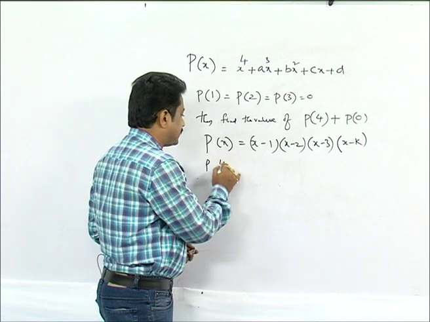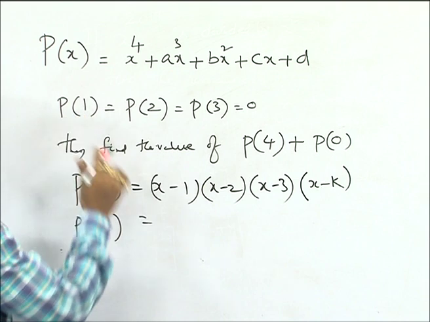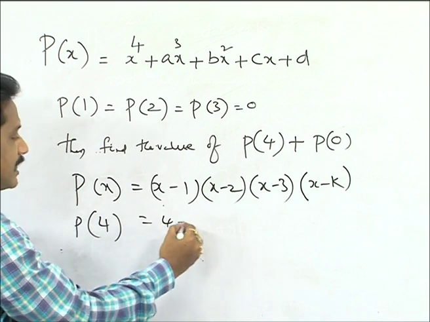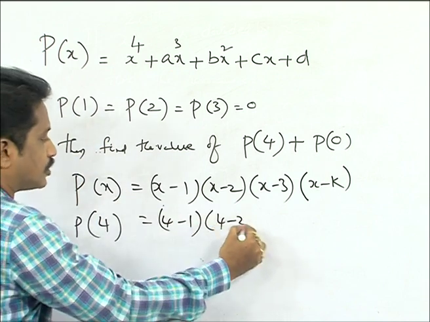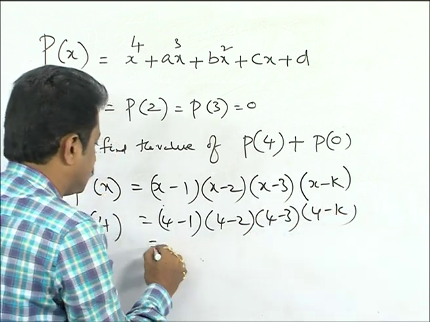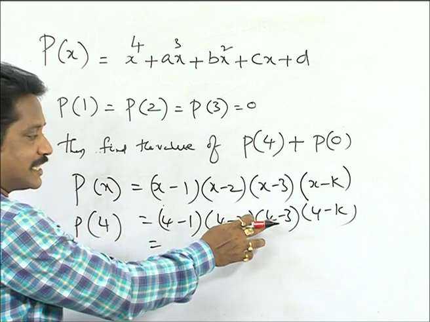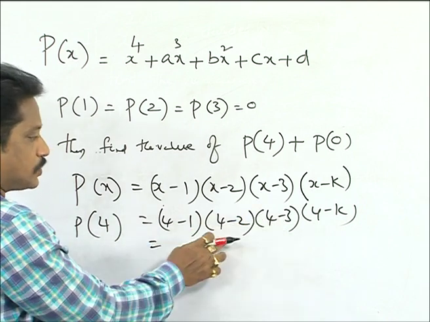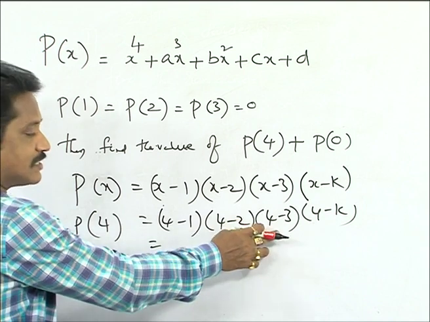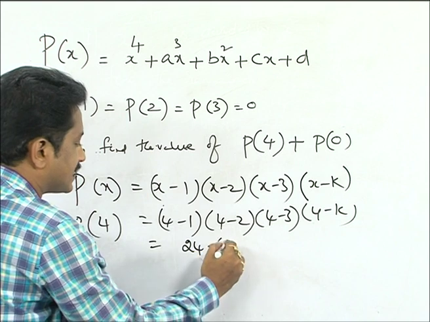What is required? P of 4 plus P of 0. So, first we substitute x equal to 4: 4 minus 1, 4 minus 2, 4 minus 3, 4 minus k. What is 4 minus 1? 3. 4 minus 2, 2. 4 minus 3, 1. 3 twos are 6, 6 ones are 6, 6 times 4 minus k is 24 minus 6k.